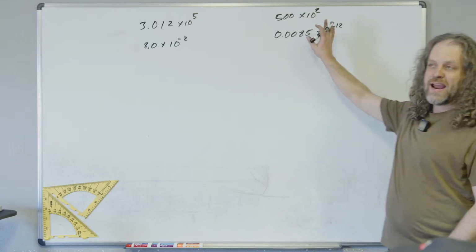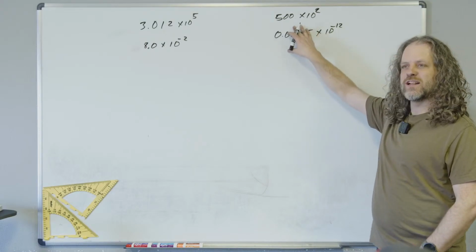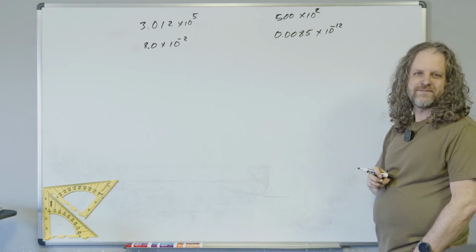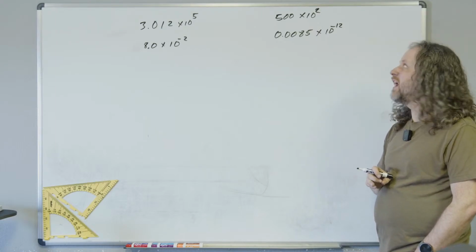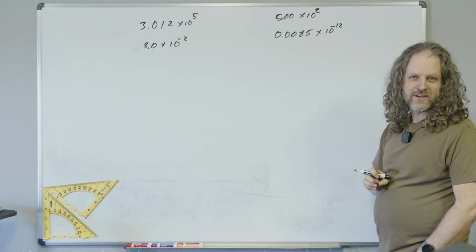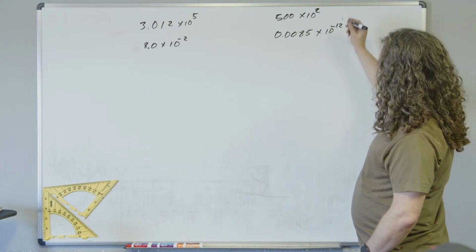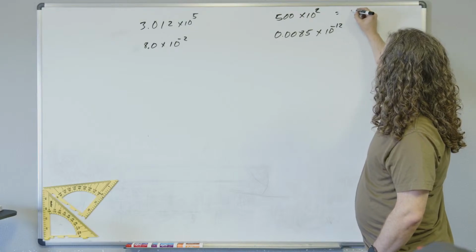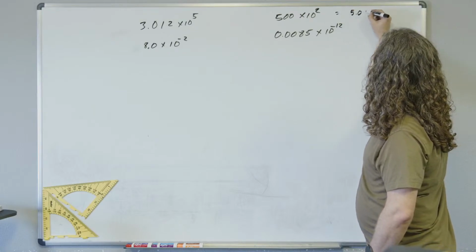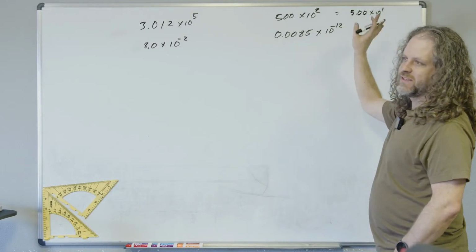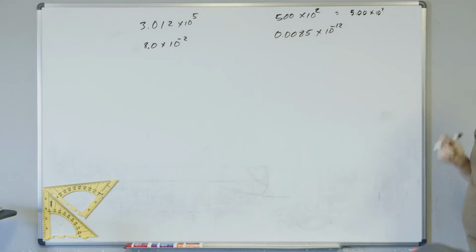Now, we could write both of them. We could turn these ugly ones into correct scientific notation. They're not right now, but we could do it. If you wanted to write this one as correct scientific notation, you'd have to write it as this. Those are the same number. This one's correct, that one's not.